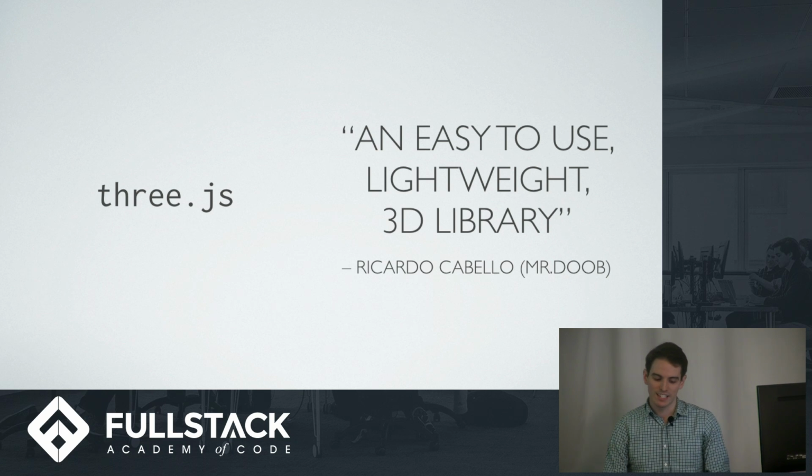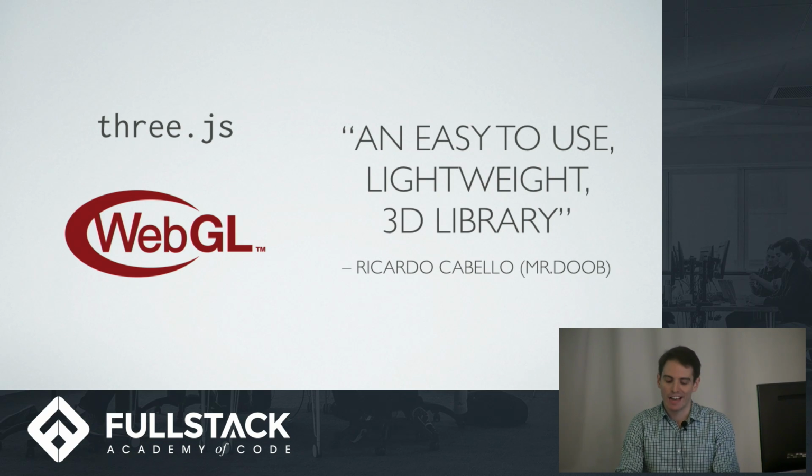It was initially released in 2010 by Ricardo Cabello, or Mr. Doob on GitHub. It was intended as an easy-to-use, lightweight 3D library. It's built on top of Mozilla's now ubiquitous WebGL API, which they released in 2011. Three.js took off as one of the most commonly implemented in-browser uses of WebGL. And essentially, Three.js is an abstraction over it. And also, since WebGL is what's used in almost all mobile devices, Three apps are naturally platform agnostic.